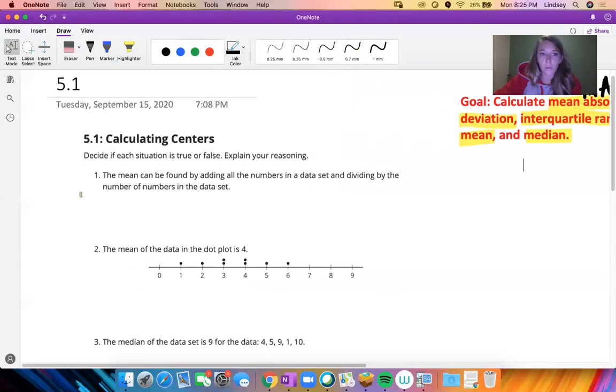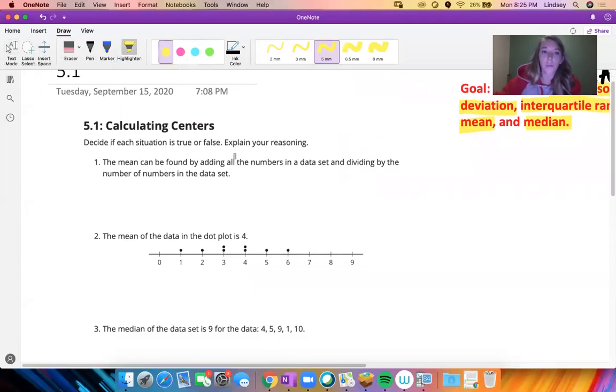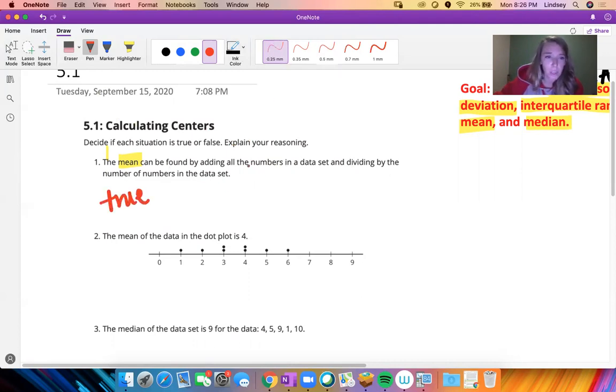If you need to pause the video and get that goal done, you can go back and do that. So 5.1, it says decide if each situation is true or false, explain your reasoning, okay? So the first one says the mean can be found by adding all the numbers in a data set and dividing by the number of numbers in the data set. So is that a true or a false statement? So think about it, maybe go ahead and write your answer down. That is actually a true statement. Okay, so that is what the mean is, which is very important as we move forward.